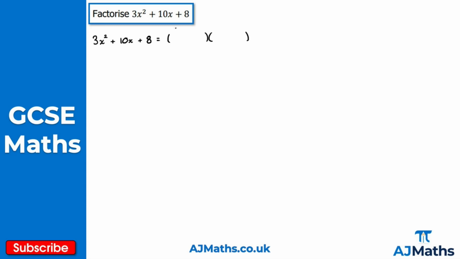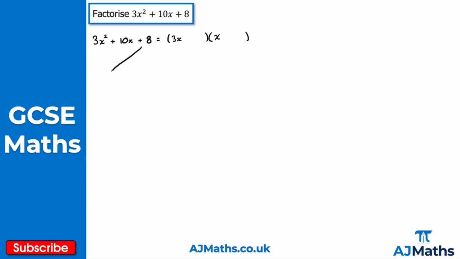For this quadratic, rather than it being 2x squared, now it's 3x squared. So again, at the front of one of these brackets, we're going to get a 3x rather than a 2x now, because we need the product of these first two terms to be 3x squared. We're going to get a 3x here, and then at the front of this bracket, this would simply be x. Now, we need two numbers that will times to give me positive 8. So again, there's a few different choices we can have.